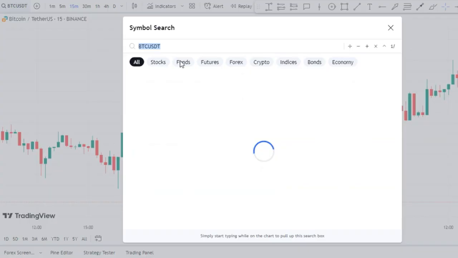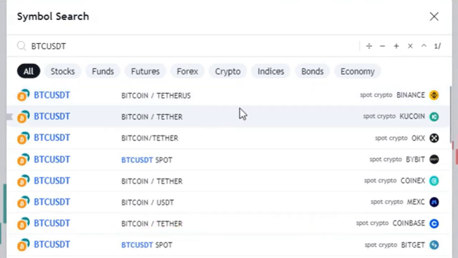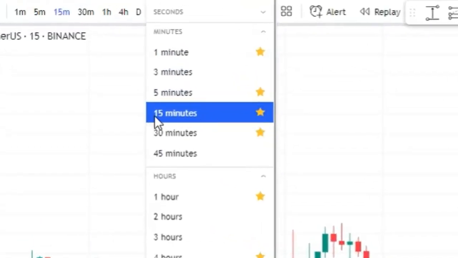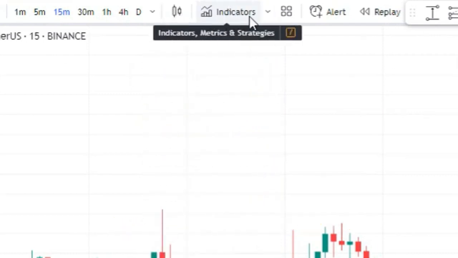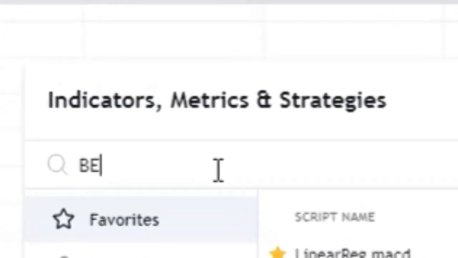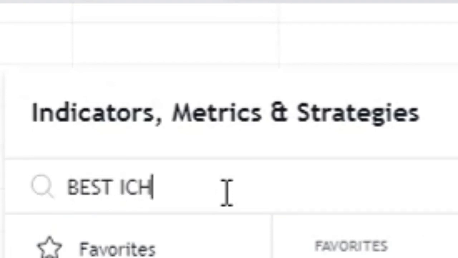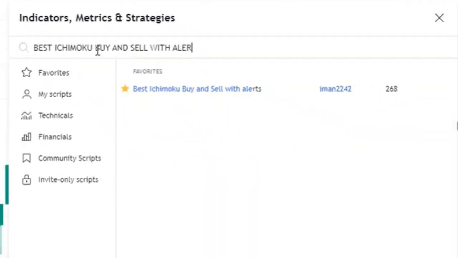Alright, here's the plan. First, we select the Bitcoin chart on the 15-minute time frame. The next step is we will add the first indicator to the chart to help identify buy and sell opportunities. So we will go to the indicator section and search Ichimoku buy and sell with alerts. We will apply the indicator to the chart as our first tool. The strategy has the potential for profitable trading across all financial markets.